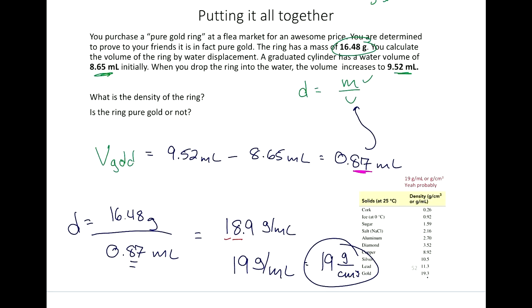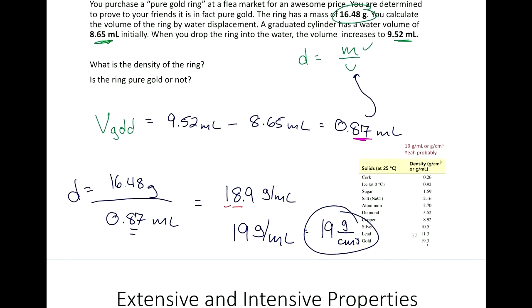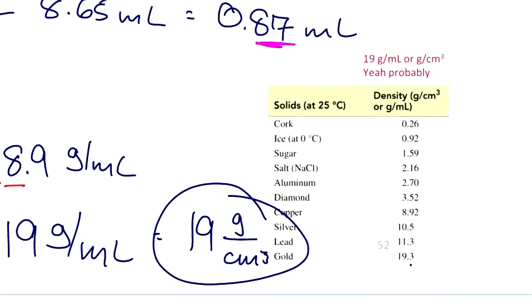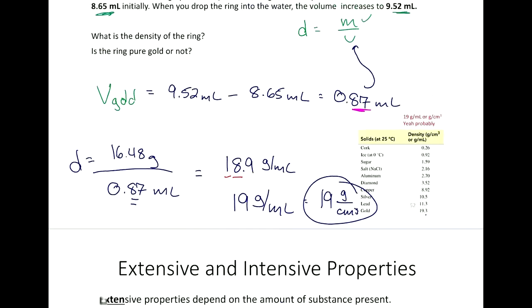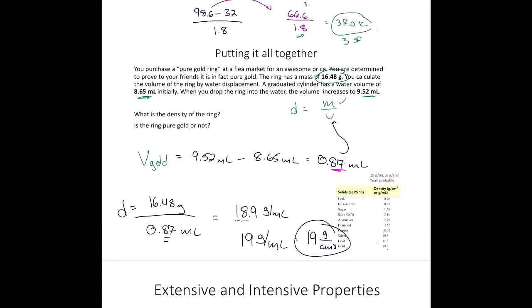And that's important for the next step, division, for our density calculation. 4 sig figs over 2 sig figs gives us 2 sig figs in our density. So 19 grams per centimeter cubed. And so if we compare this to the table values, we can probably deduce that this is pure gold, because our calculation here is closest to gold. There's not really anything closer to that, right?